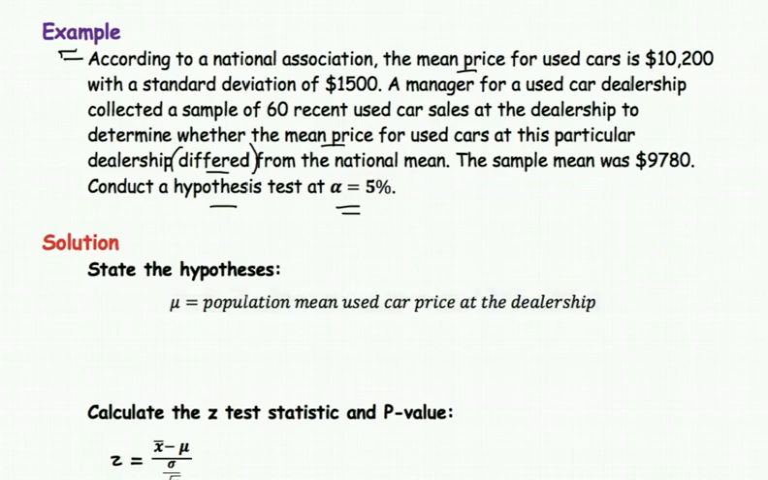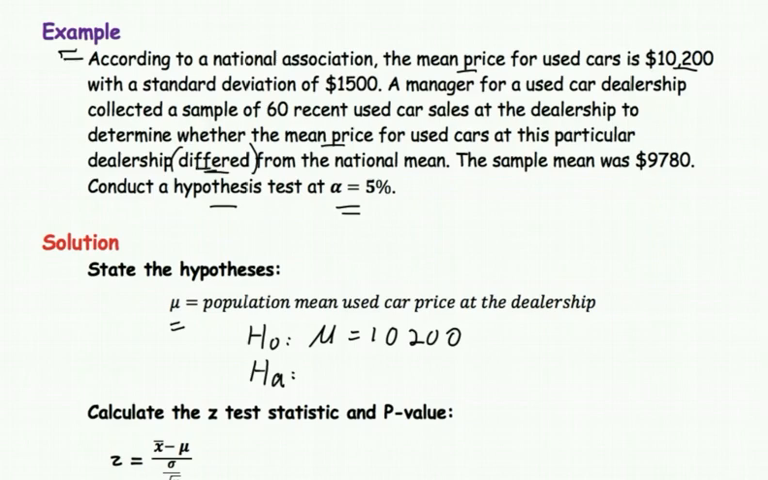The first step is to state the hypothesis. So what does mu represent? Mu represents the population mean used car price at this dealership. So the null hypothesis, the assumption, is mu is 10200. And what is the researcher's belief?